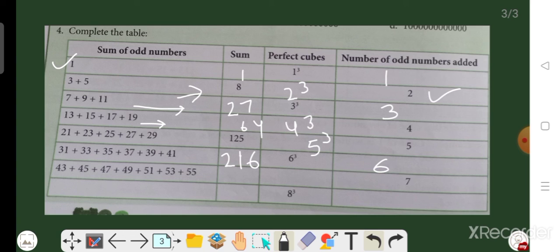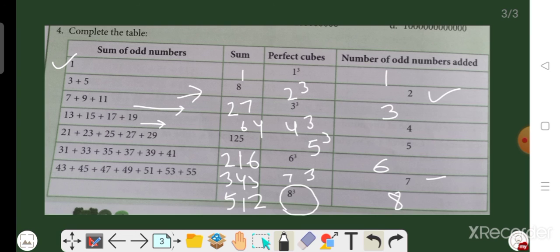In the last one, how many odd numbers have we added? 7. So their sum is equal to the cube of 7, and that is 343. And the number of odd numbers is 7. In the next we have been given the perfect cube of 8. So this implies beta we have to take the sum of 8 odd numbers, and their sum should be 512, and here we have to put the odd numbers.